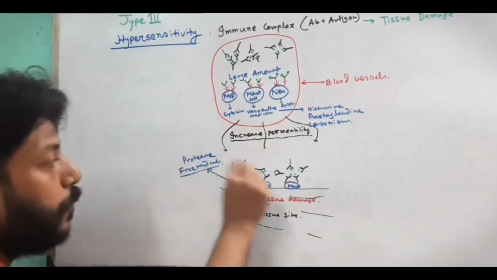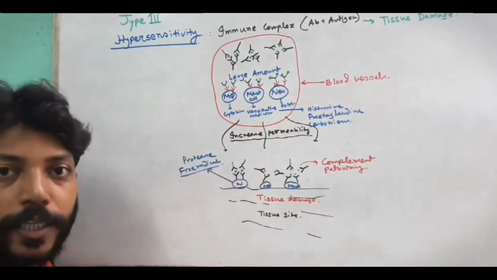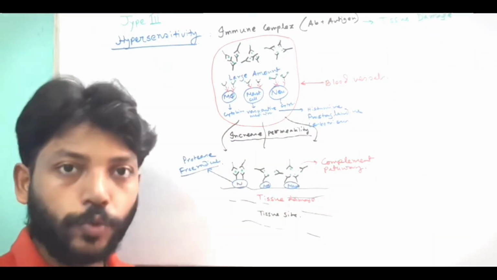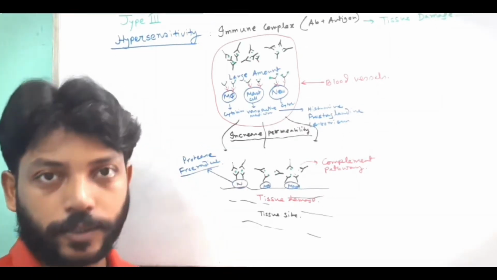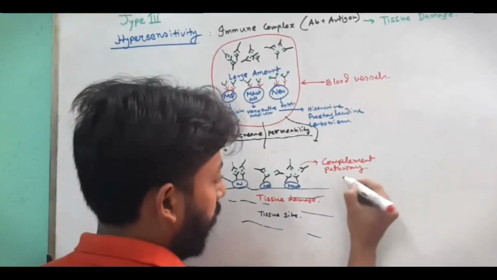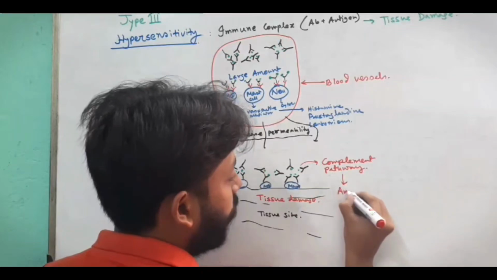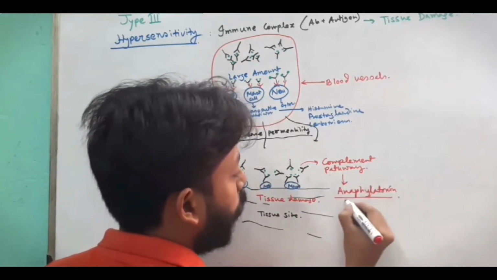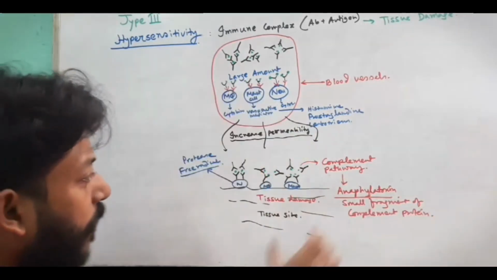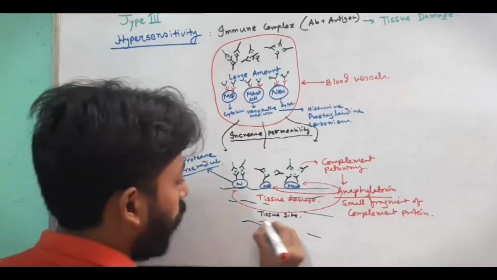And not only that, this immune complex can activate the complement pathway, and as we know, during complement pathway activation, some complement proteins are fragmented into two segments. One is called the larger segment and the smaller is called anaphylatoxin. These anaphylatoxins are the small fragments of complement protein. So this anaphylatoxin can also activate these cells, and ultimately inflammation occurs.